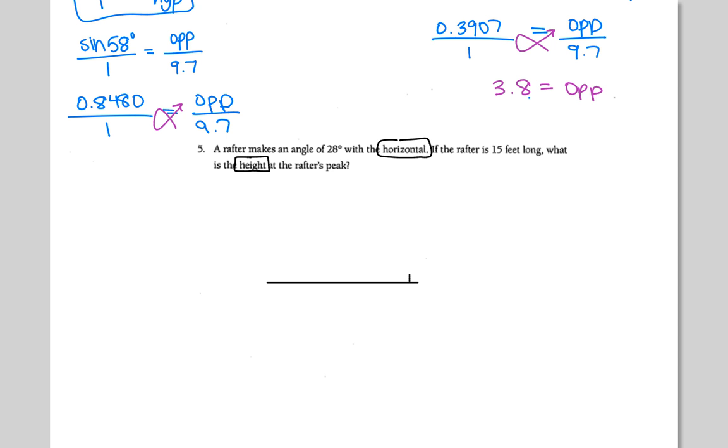I need a right angle. So all I'm going to do is draw a vertical here, a vertical height. So I guess I need a right angle triangle. That's what I know. So I'll just draw that in. So it says the rafter makes an angle of 28 degrees. So the 28 degrees must be here.